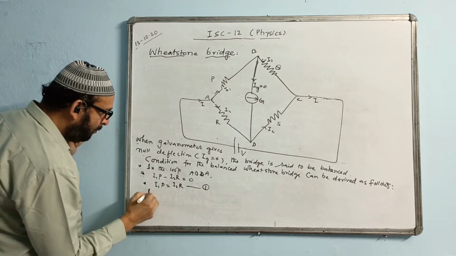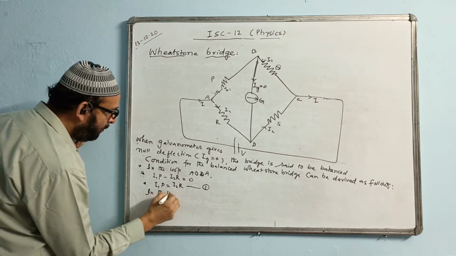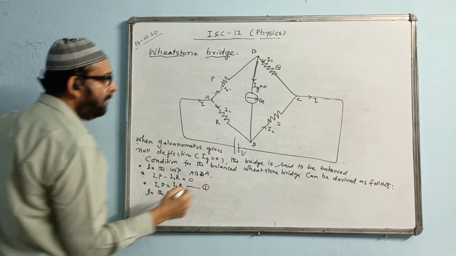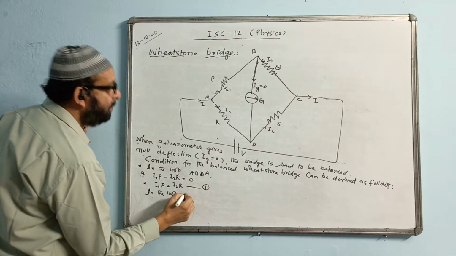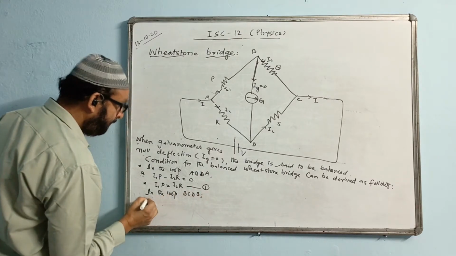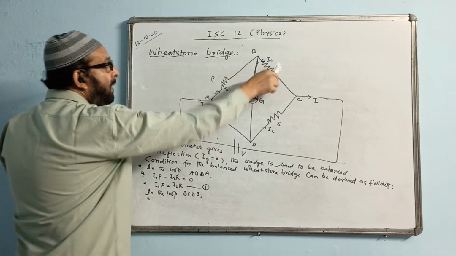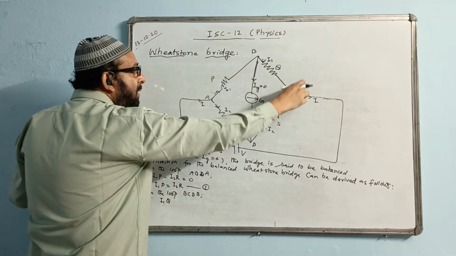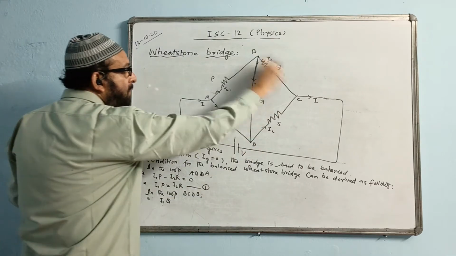Similarly, I will take another loop out here. The name of the loop is B C D B. Highlighting, I1 Q comes this side. Minus sign goes to the opposite direction.